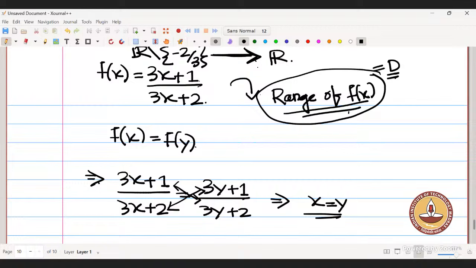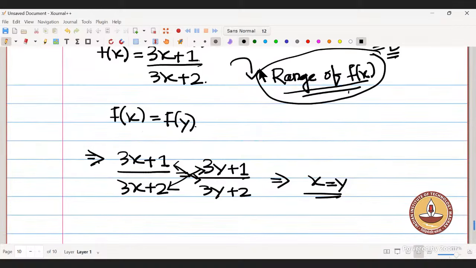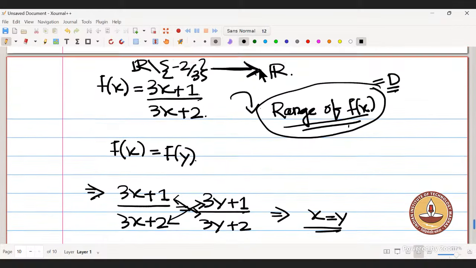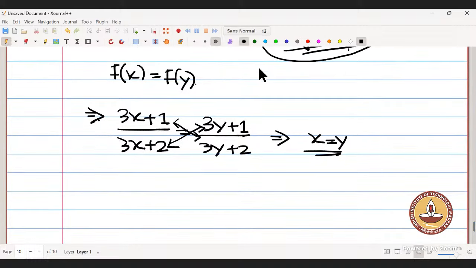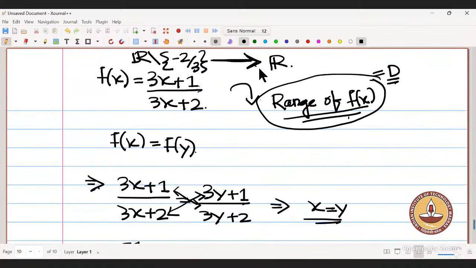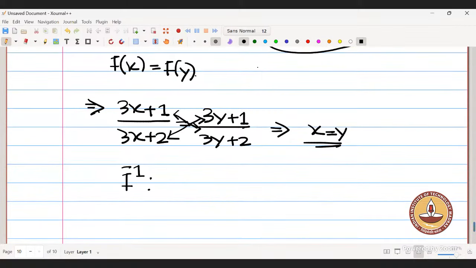No, I don't think it will miss 3 by 2. I think it will miss something else. So you try to check. Okay. So f inverse is a map. Let's say the range of f of x is d. Then it will be a map from d to where?